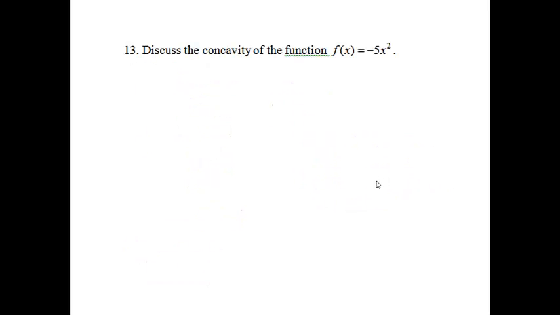Problem 13, discuss the concavity of the function f of x equals negative 5x squared. Again, to test concavity, we're going to go to the second derivative. The first derivative would be negative 10x. The second derivative will be negative 10. Notice that the second derivative can never equal 0, so when I go to do my f double prime chart, there's no critical number to put on it.